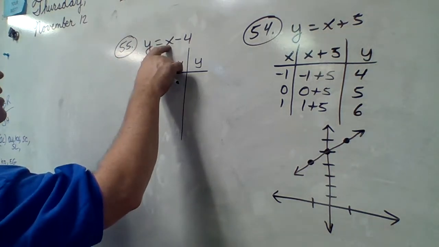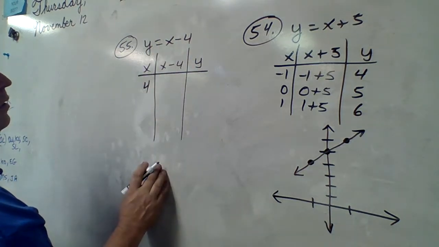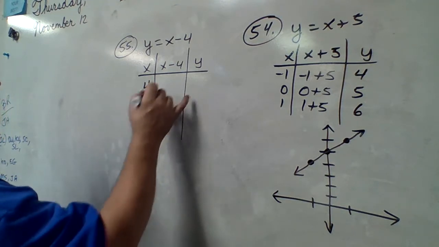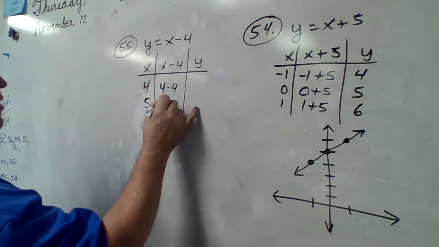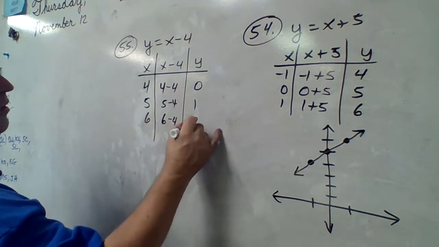What would make it be easy for x minus 4? Well, definitely 4. What if I use 5 and 6? Yeah, those are all easy numbers to work with. 4 minus 4, 5 minus 4, 6 minus 4: 0, 1, 2.